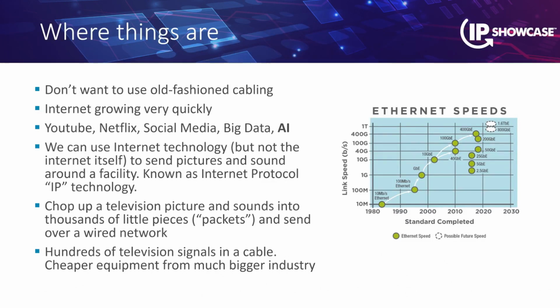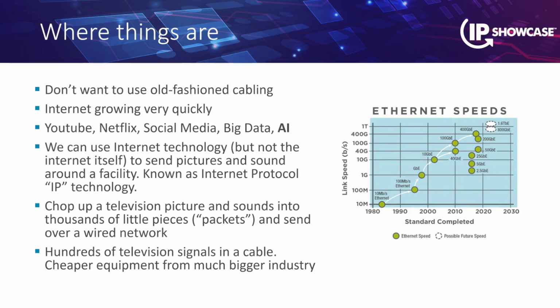They're doing 400 gigabit. AI is doing 800 gigabit, terabits. OpenAI, these kind of guys are building massive facilities. And so we want to be able to ride off the back of this. So we can use this internet technology, but not necessarily the internet itself, just the technology used to build the internet and data centers to send these pictures and sounds around a facility. And that's known as IP, Internet Protocol. So every 5 years, and it's probably not going to be every 5 years, it's going to be every 3 years or every 2 years because of the rapid demands probably of AI these days.